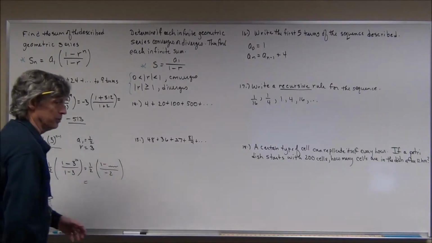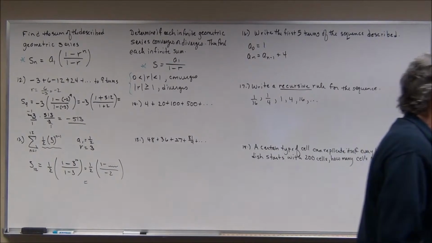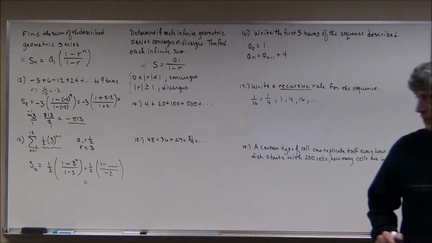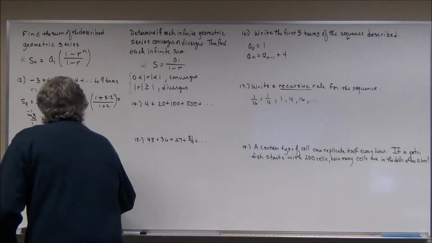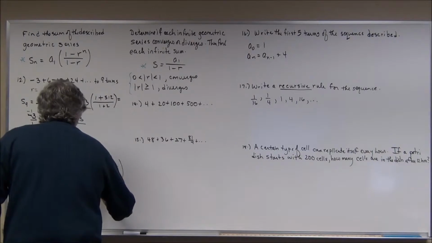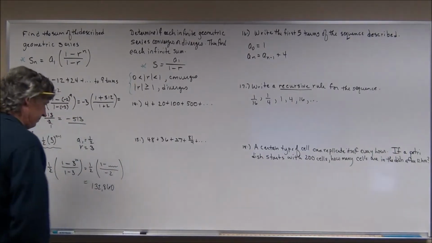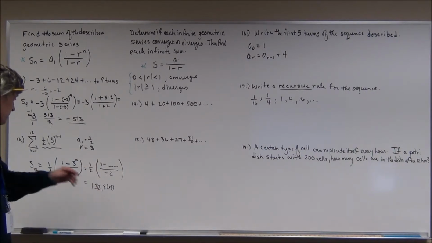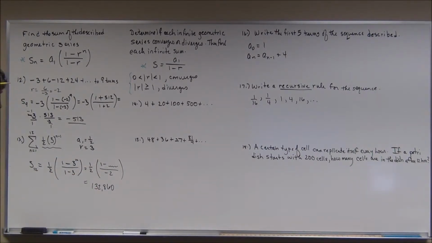And according to your teacher's key, if I have not screwed this up, and I don't think I have, you get 132,860. Well, I know that's negative up top, so the negatives cancel, so it's positive. That makes sense. I just don't know what 3 to the 12th is. And I don't really want to multiply it all out.